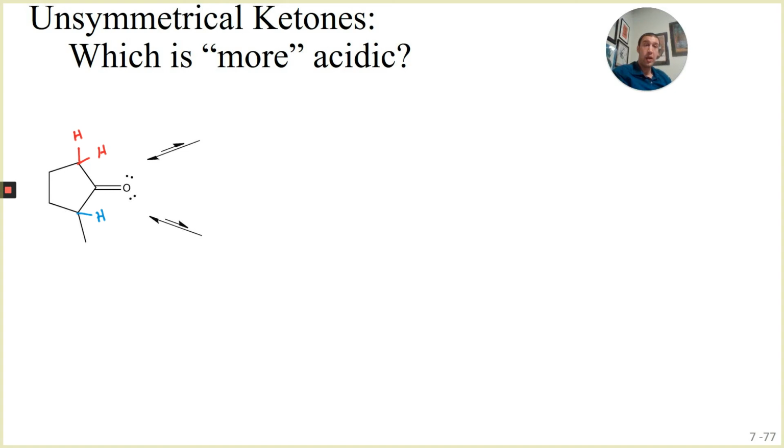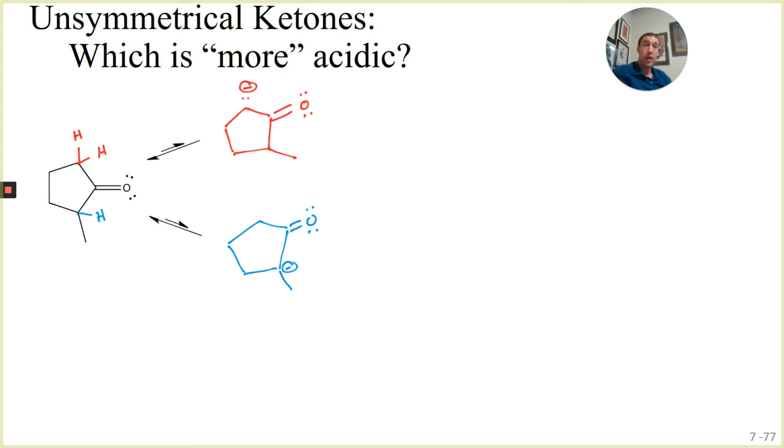Right? Well, how do we know which one's more acidic? It's a bit of a crappy question. A lot of that's going to depend on what the base is you're using. Okay, so let's first look to see what would happen if we removed a red hydrogen. We'd form the negative carbon out there. We'd have that. If we looked at the blue, we would have the negative carbon there.